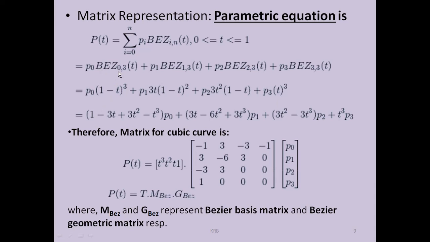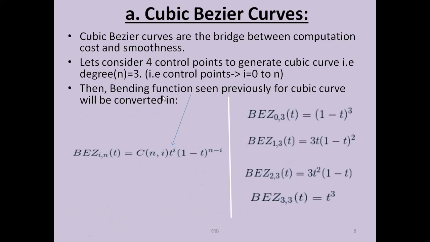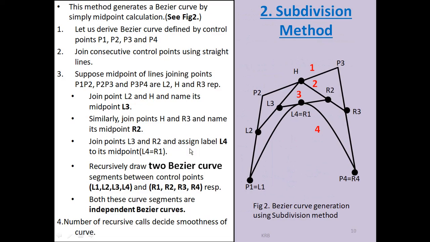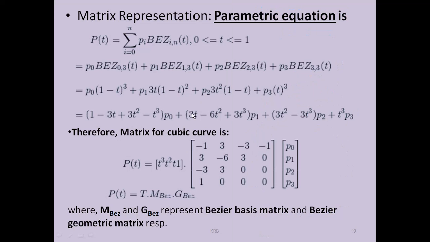So we have replaced this blending function by the expression (1 - t)^3. Similarly, the blending function for (1, 3) is 3t(1 - t)^2, which we have got by putting the values of i equals 1 and n equals 3 in the blending function of the Bezier curve. So after putting all these values, we have finally got the expression from which we can form the matrix.